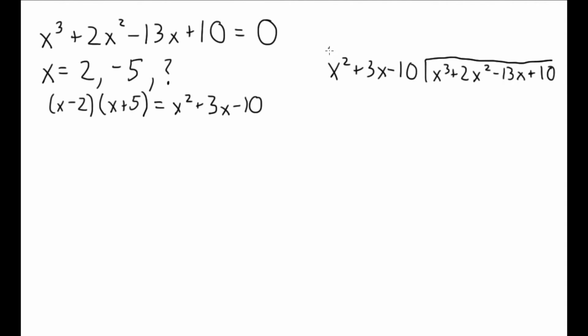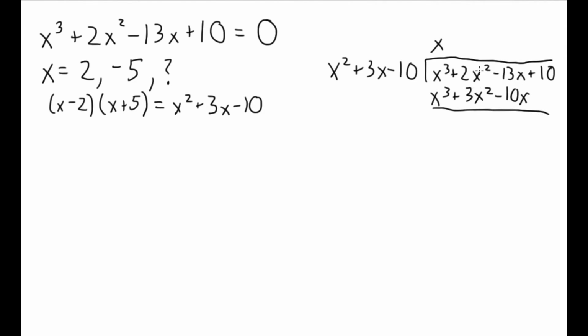It's the same thing. You only look at the first term of the divisor and the first term of the dividend. X squared goes into x cubed how many times? It goes into it x times. And now we multiply this whole thing by x. That's not bad. We just increase all of the exponents by 1.